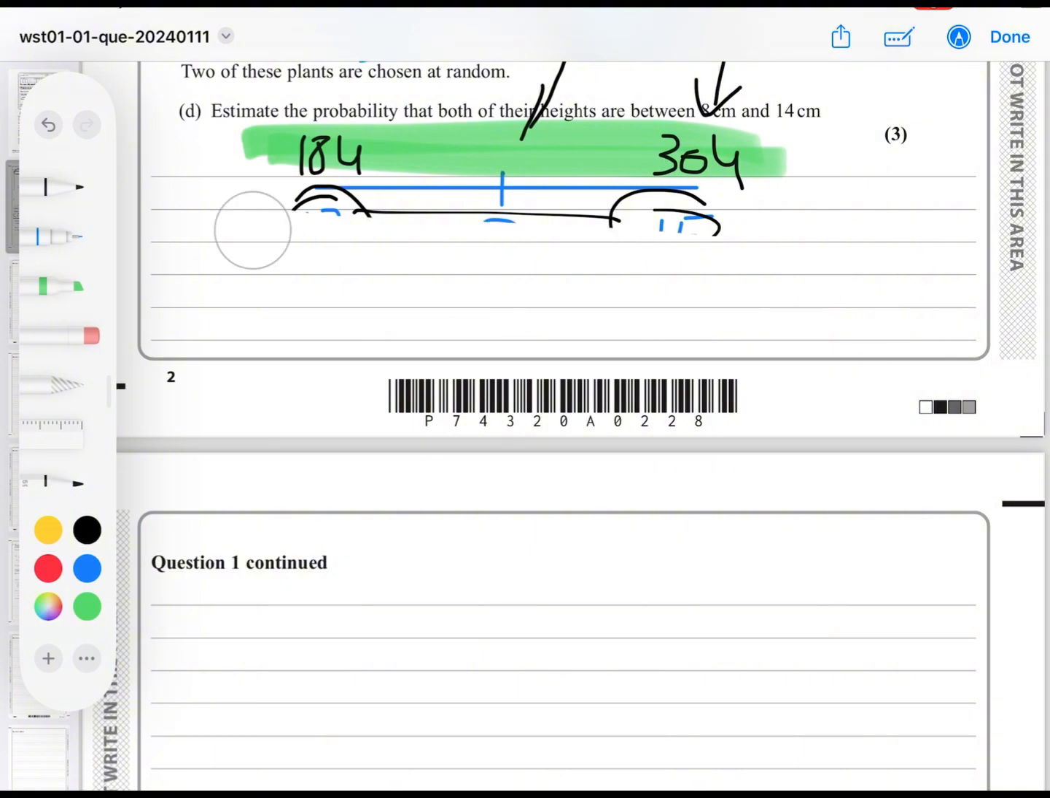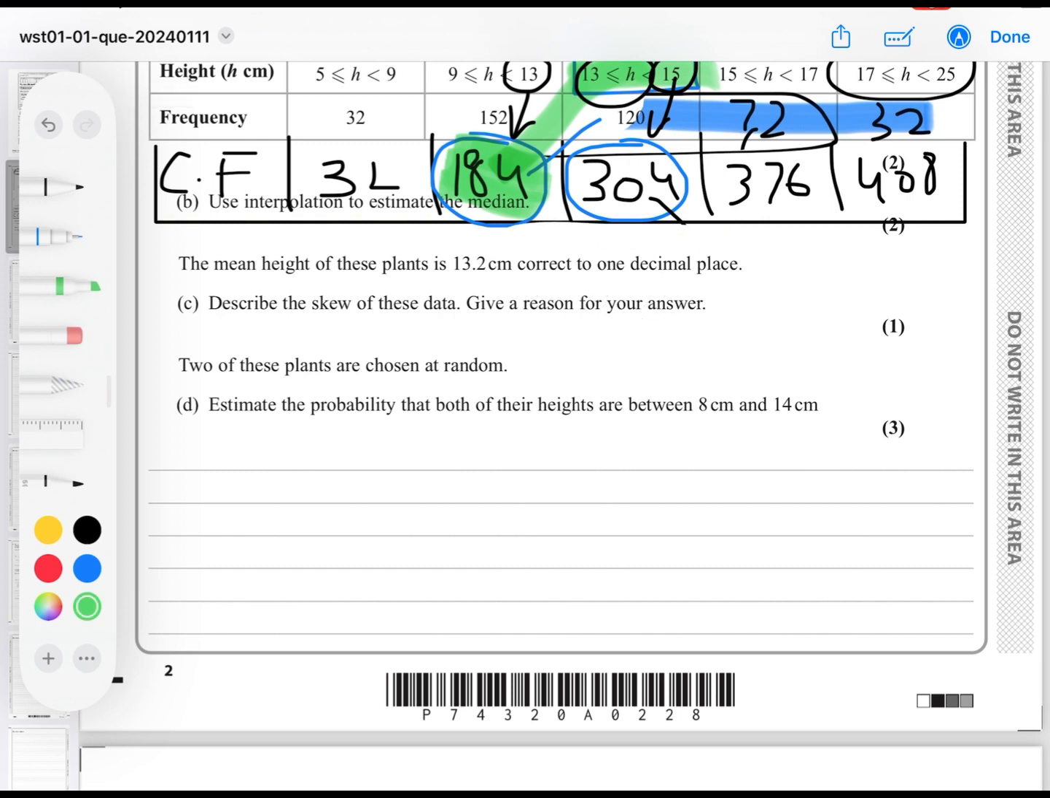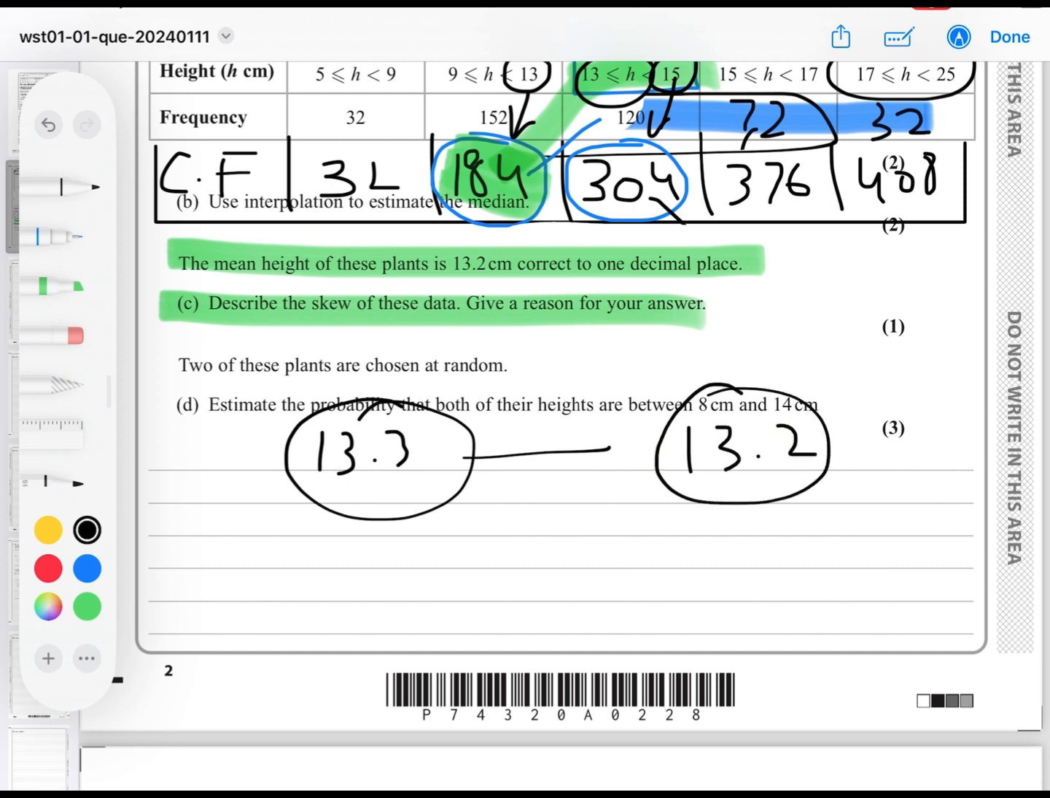Now moving towards the next one. In the next part they are saying that the mean height of these plants is 13.2, correct to 1 decimal. Describe the skew of this data. Give a reason for your answer. You can see that we just calculated the median. The median is 13.3, and the mean they are saying is 13.2. So they are almost equal.